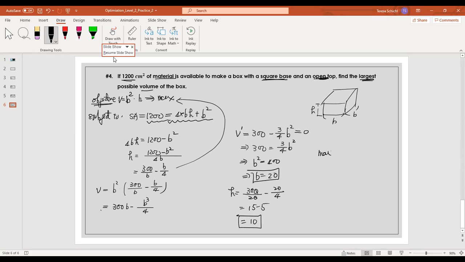So the max volume is going to be b squared times h. So it's 20 squared times 10, right? So this will be 4,000 cubic centimeters. That will be my maximum volume for this open box here. Okay, so we did problems 3 and 4. These two problems are very similar to a level 1 optimization problem. It's just that our objective functions and our conditions become a little bit more complicated.